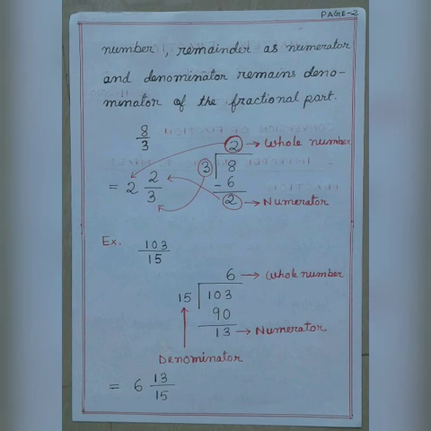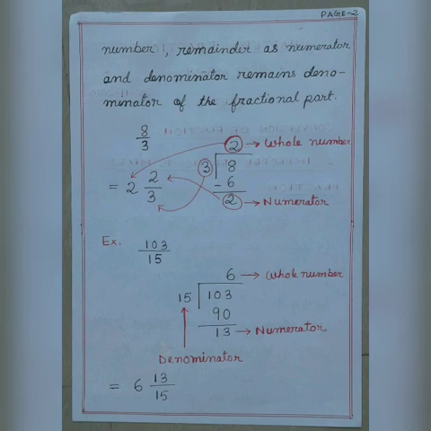So in our example, it was 8 by 3. So I shall divide 8 by 3. I get 2 as quotient and 2 as remainder. The quotient part will be the whole number part of the mixed fraction. The remainder is the numerator part and the denominator is same here. Denominator is 3. So in mixed fraction also we have the denominator 3.